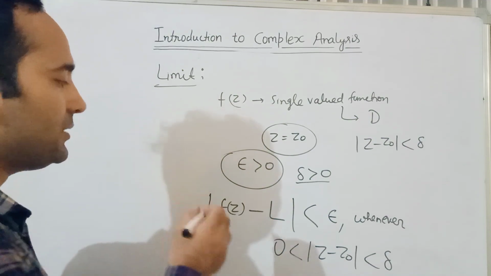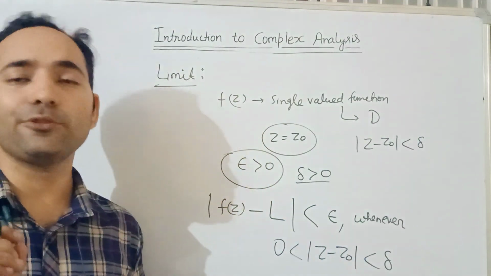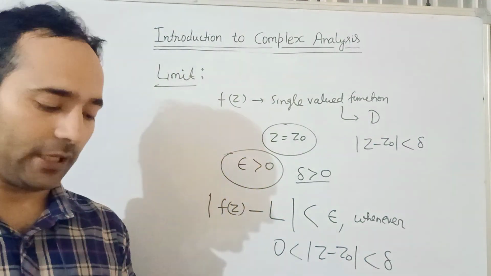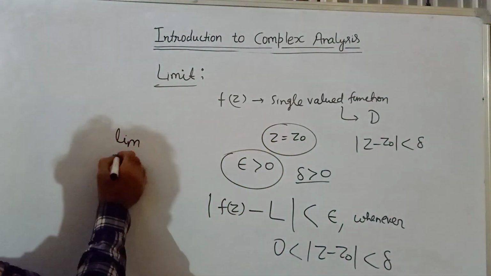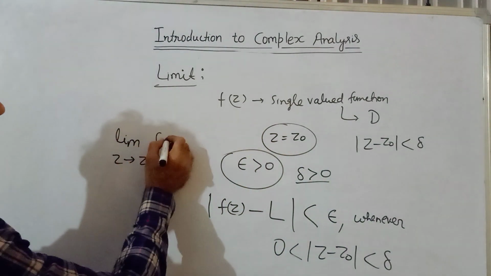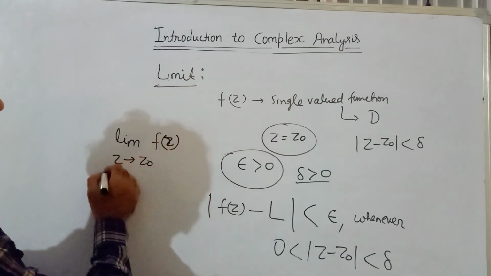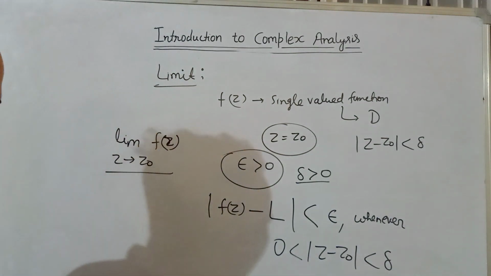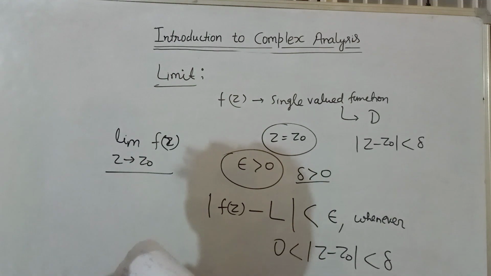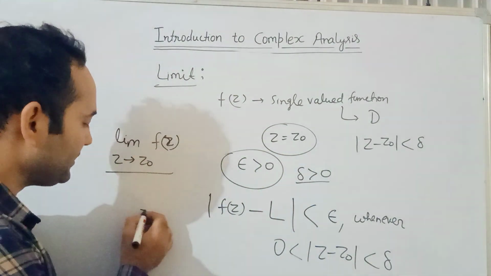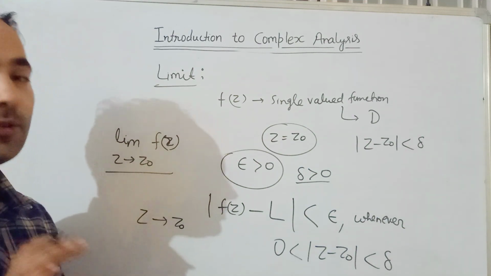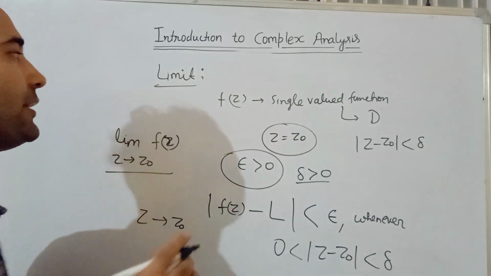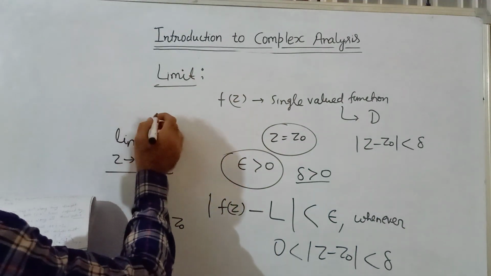So if this limit exists, then you can conclude one thing: it is unique at z = z0. Which limit am I talking about? If z tends to z0, limit of f(z), if this limit exists, this value is unique. Now, if it is unique, then as z goes to z0, the value of the limit should not depend on any path.